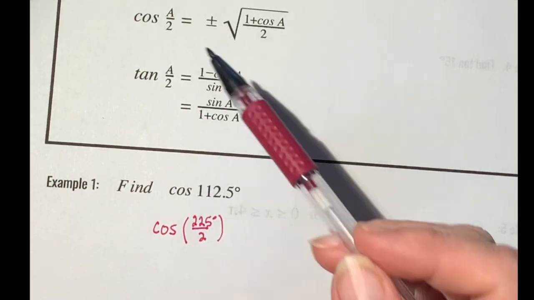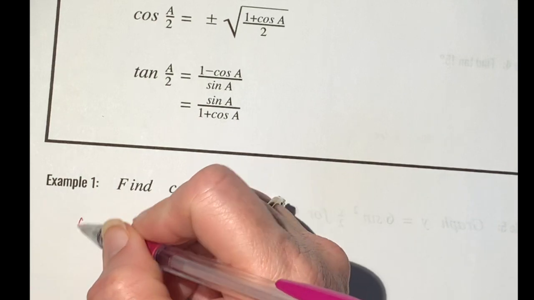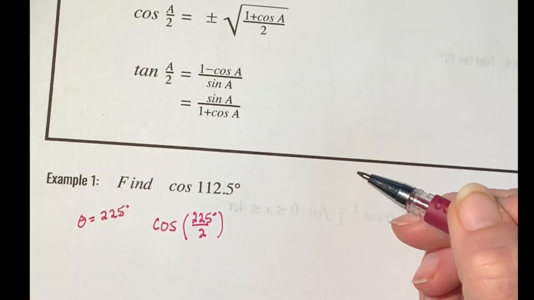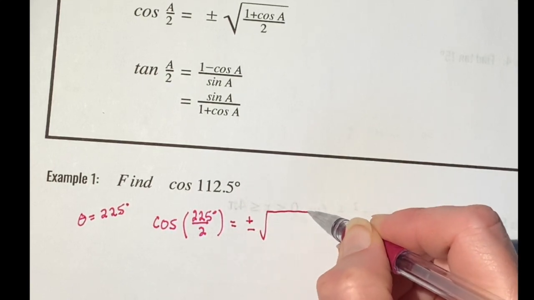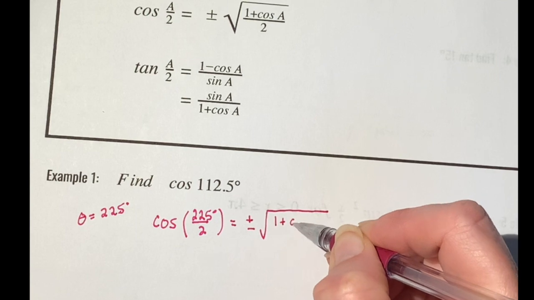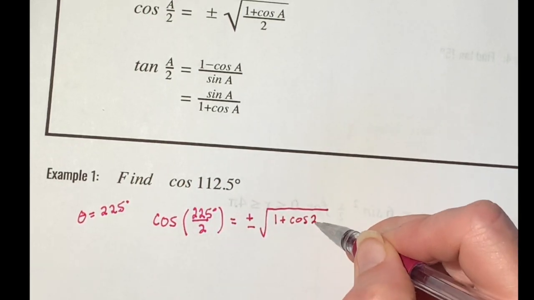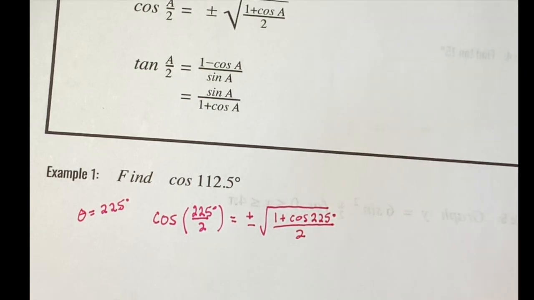So the cosine of the half angle means I can apply the identity up here for half angle. So the cosine of the angle divided by 2, the angle A, or theta, would be my 225 degree angle, would be equal to plus or minus the square root of (1 plus cosine of the angle A, or 225 degrees) divided by 2.